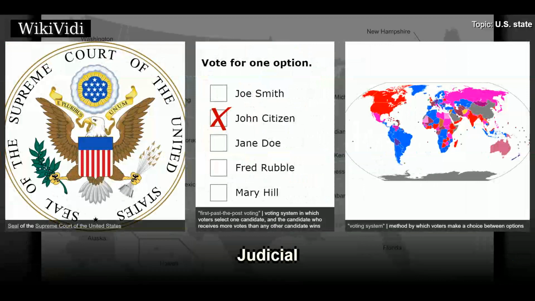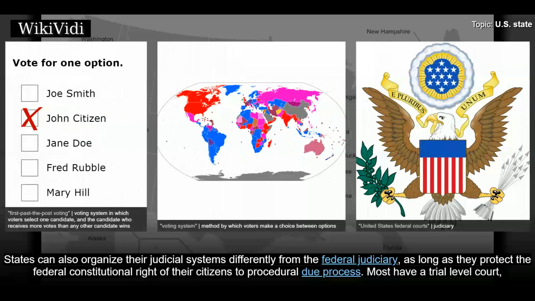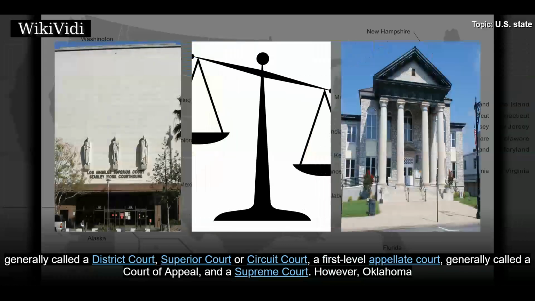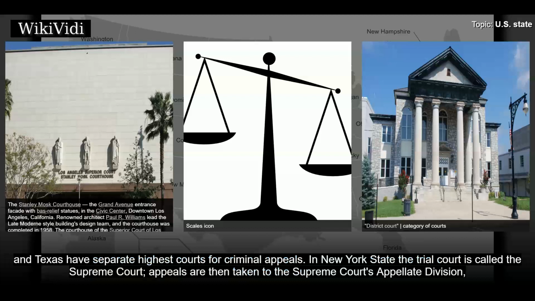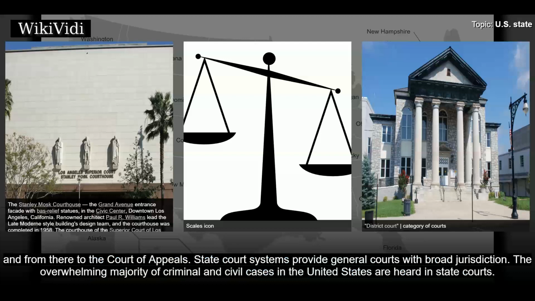Judicial. States can also organize their judicial systems differently from the federal judiciary, as long as they protect the federal constitutional right of their citizens to procedural due process. Most have a trial-level court, generally called a district court, superior court or circuit court, a first-level appellate court, generally called a court of appeal, and a Supreme Court. However, Oklahoma and Texas have separate highest courts for criminal appeals. In New York State, the trial court is called the Supreme Court. Appeals are then taken to the Supreme Court's Appellate Division, and from there to the Court of Appeals.